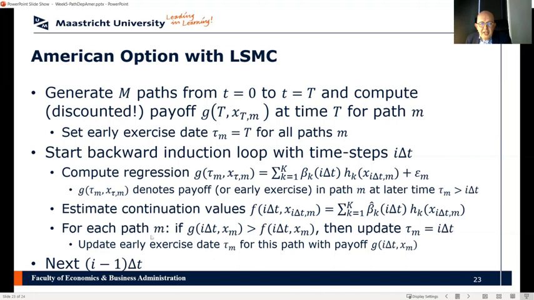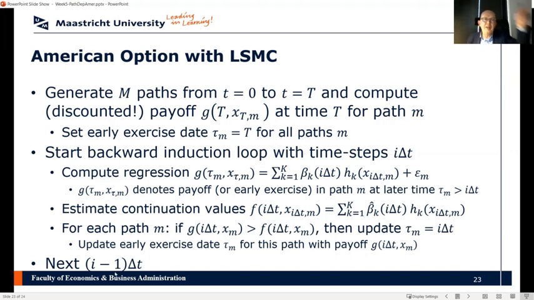And now I'm going to check for each path, is the continuation value that I have larger or smaller than the value of early exercise today at time i delta t? And for all the paths where the early exercise now at time slice i delta t is better, I'm going to update my stopping time from the old value of tau m to the new current value i delta t. And of course, I'm going to update the payoff that I'm going to get at this path, at this new updated exercise.